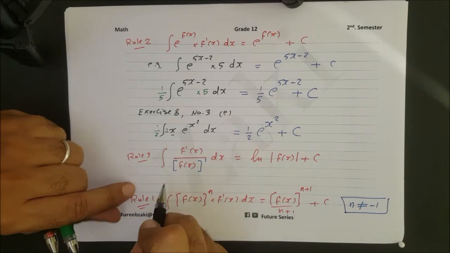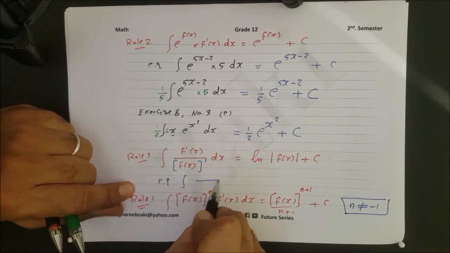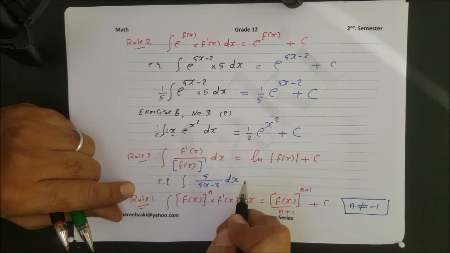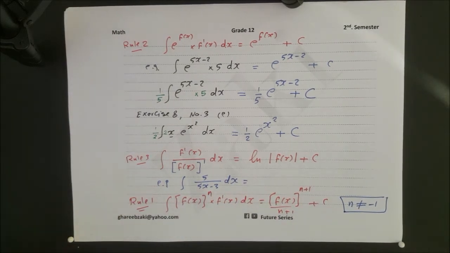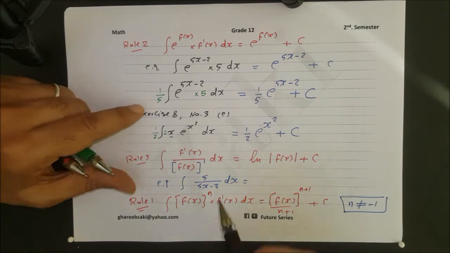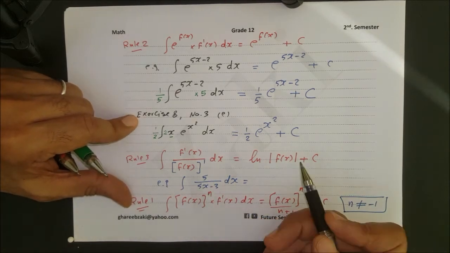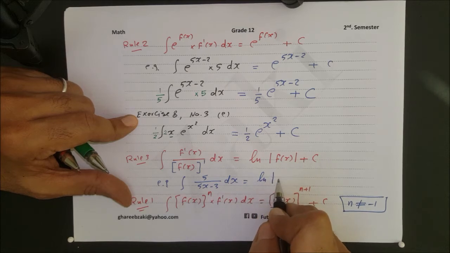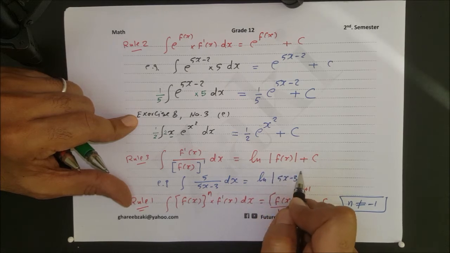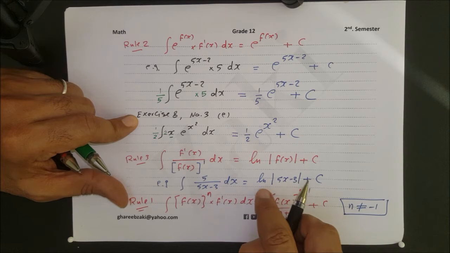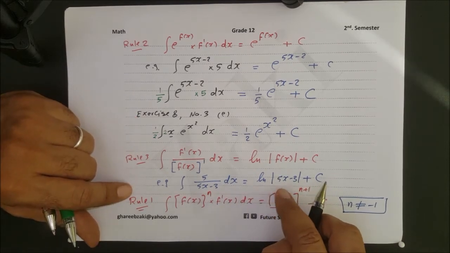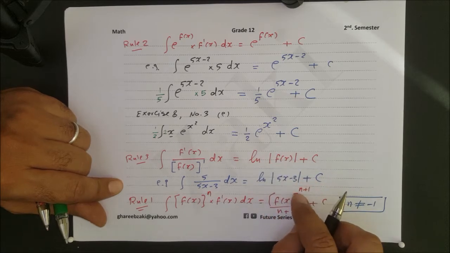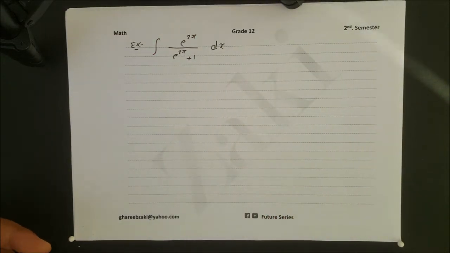For example, integration 5 over 5x minus 3 dx. Can you see? The derivative of 5x minus 3 is 5. So the answer is ln absolute value of 5x minus 3 plus constant. Why did we say absolute value? Because ln cannot be negative. So we have to put absolute value. Now look at this question.